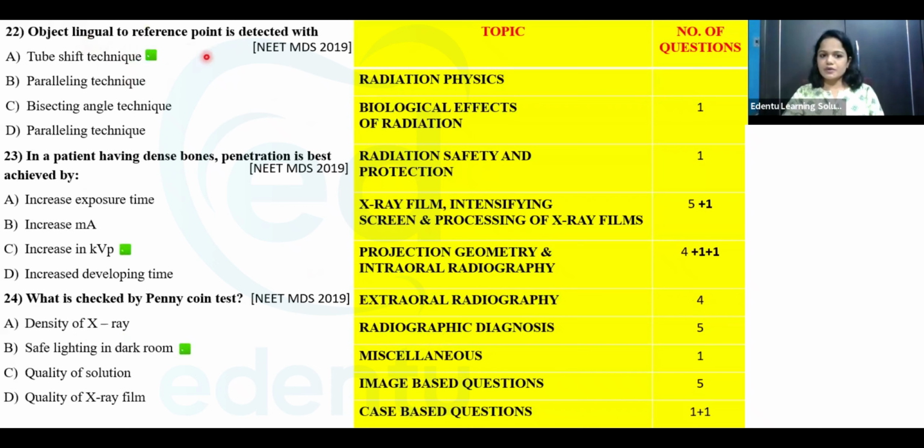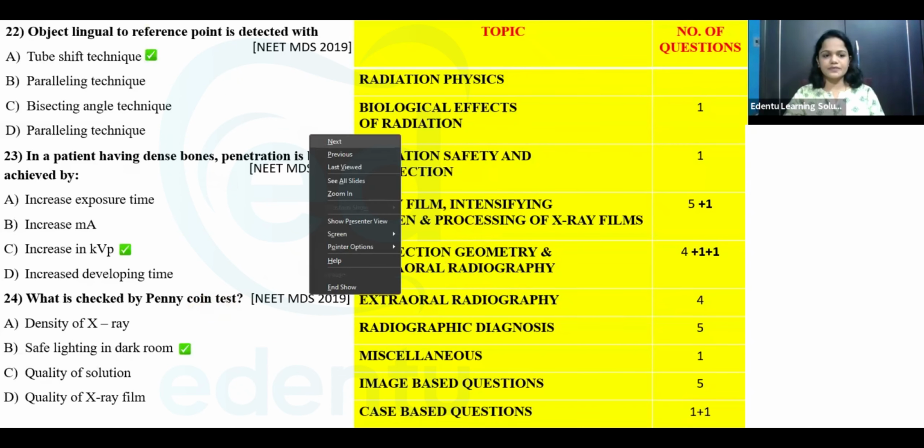Next is object lingual to reference point detected with, which again comes in the projection geometry. And again, a clinical based question has been asked: in a patient having dense bones, penetration is best achieved by, again, a projection geometry. And the penny coin test mainly comes under the topic of processing of X-ray films.